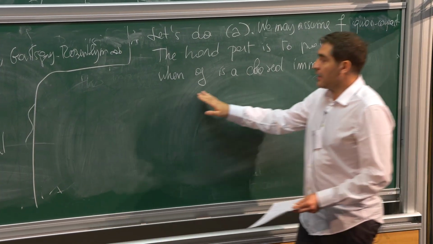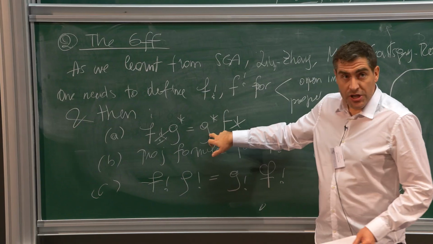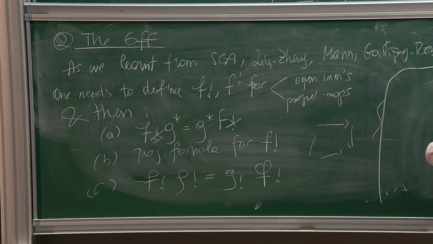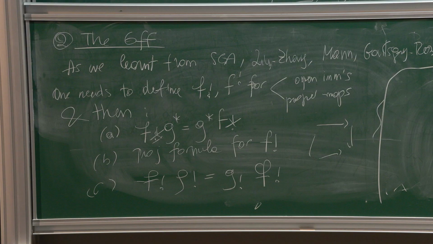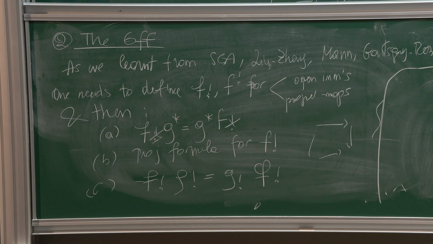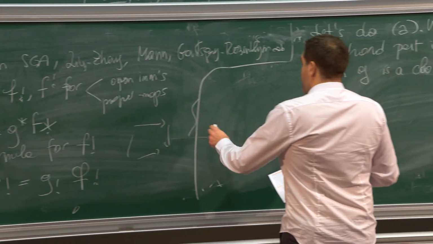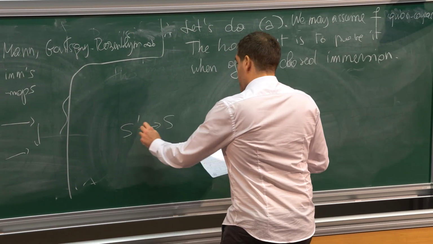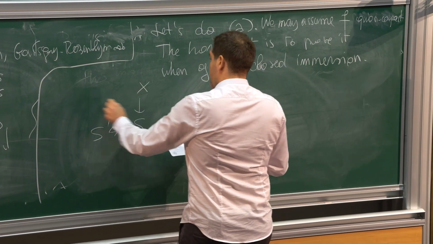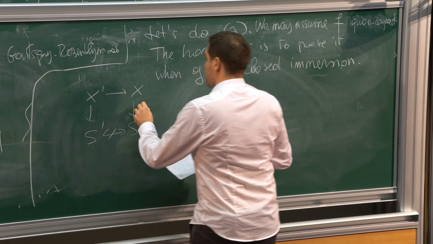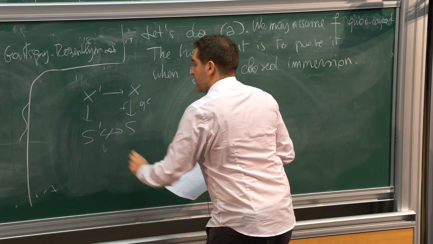And now everything is local in g, so I can decompose my g into smooth and local inclusions and stuff. And the hard part is to prove that this holds when g is a closed immersion. I apologize. Before I had done something wrong. When g is a closed immersion. Now this should be okay. So in other words, I have my commutative diagram, something like this. When this is quasi-compact, and this is a Zariski closed immersion.